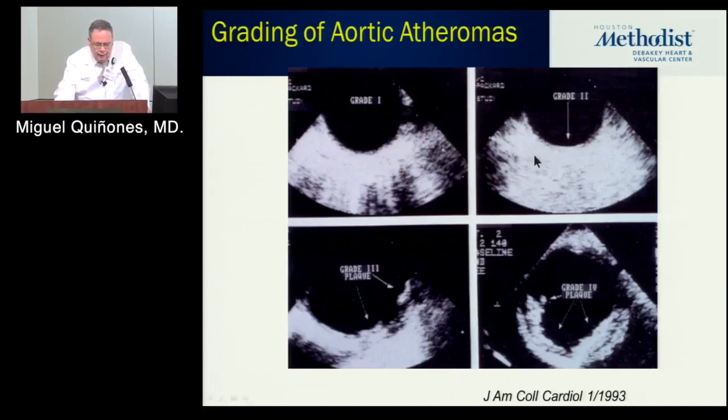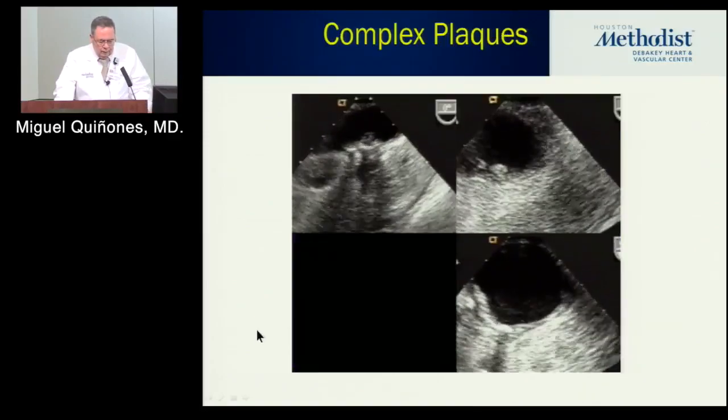And the grading basically is normal, grade 1. Grade 2 shows some thickening of the wall. Grade 3 is when it's more protruding, and you can have also areas of irregularity. And grade 4, of course, is more than 5 millimeters, usually extensive and with a lot of irregular borders. It's the type of classification that is almost like you know it when you see it because it's pretty evident.